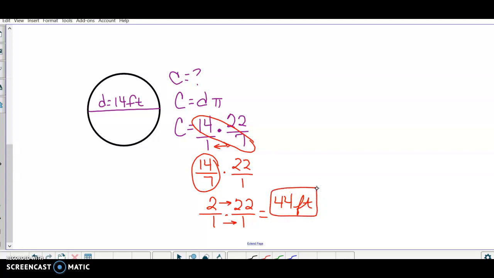Now, if you don't want to swap, you can look at it diagonal. It looks the same. You can say 7 goes into 7 one time, 7 goes into 14 twice, and then you still have 2 times 22 and 1 times 1. So if you're comfortable with the slip swap, you can continue that, or you can do it this way.